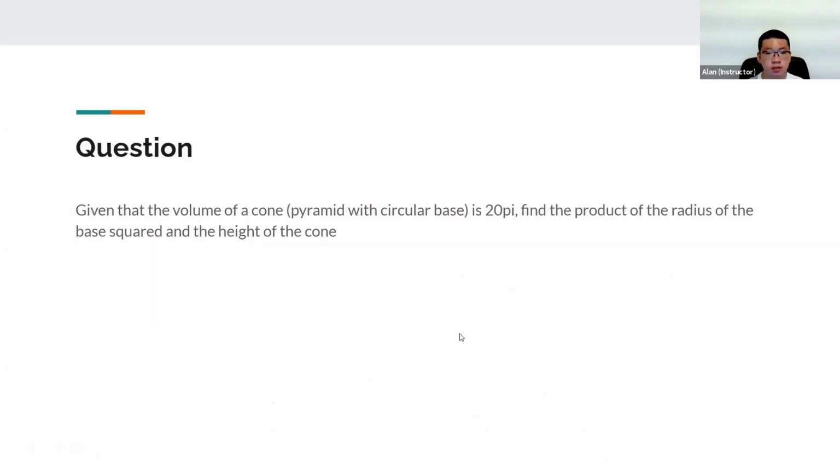So here's a question. Given that the volume of a cone, in case you forgot, it's a pyramid with a circular base, is 20 pi, find the product of the radius of the base squared and the height of the cone.